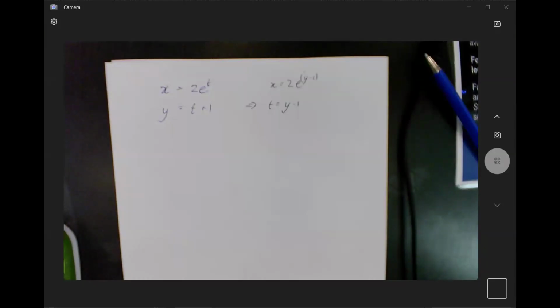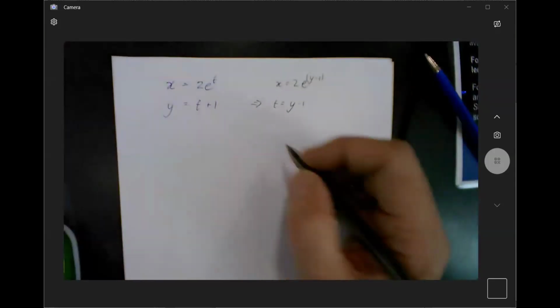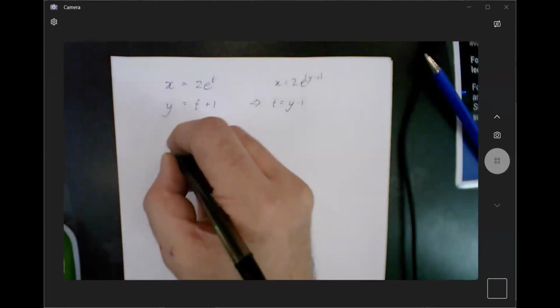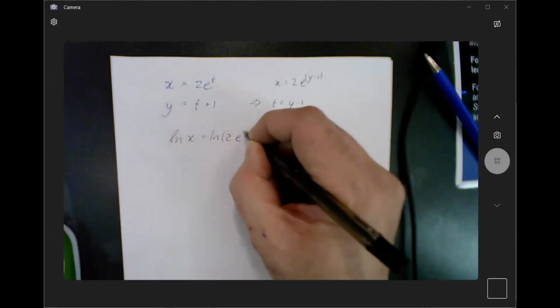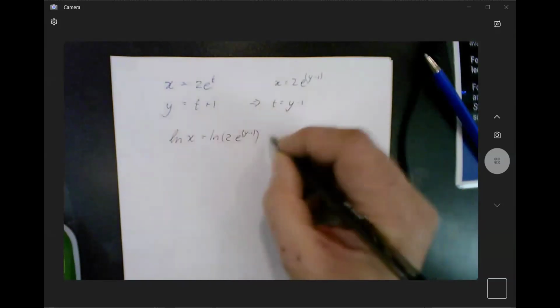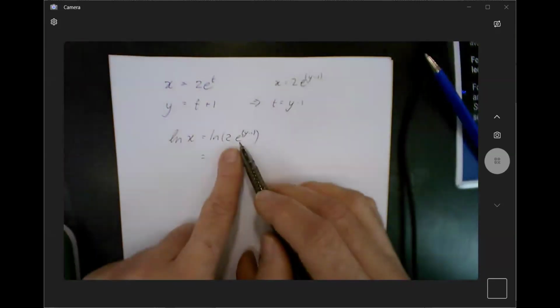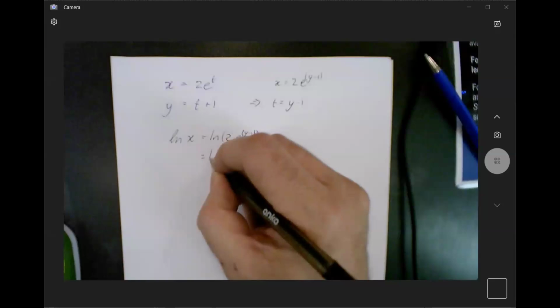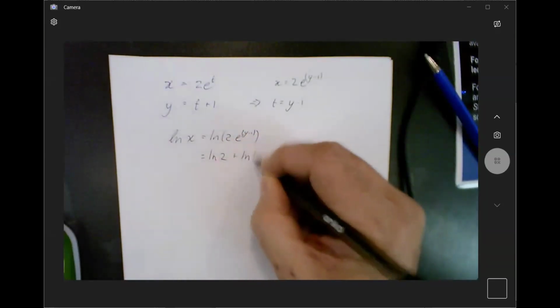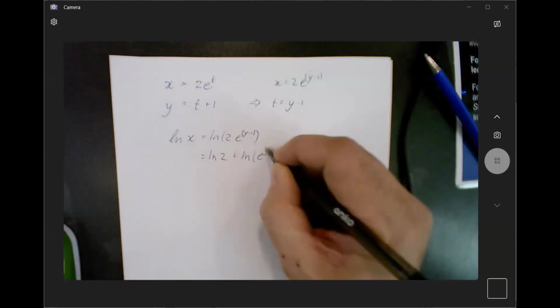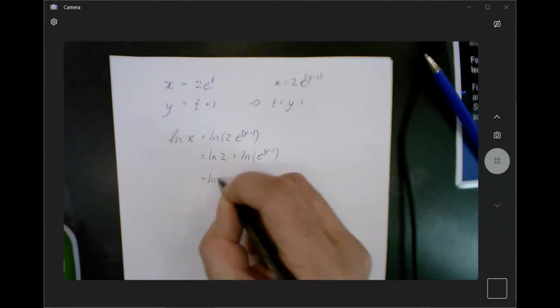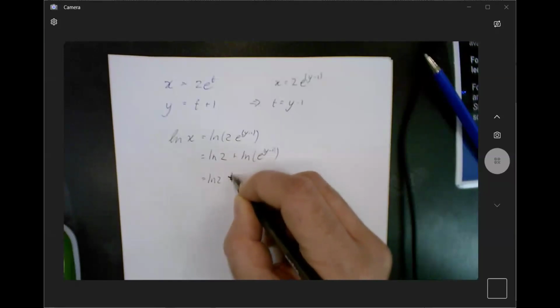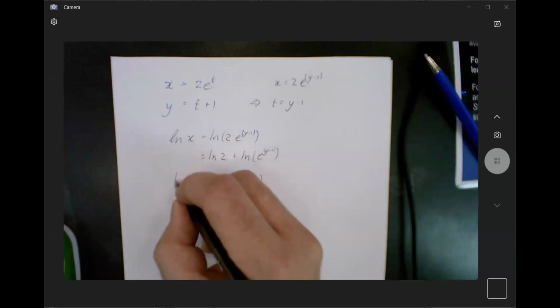Now, that's kind of the wrong way around for the way we like our functions, all right? I don't really like it that way. Just feels wrong. So what I could do is go, well, ln of x is equal to ln of 2e to the y minus 1. So I've got a product in here, all right? And so I can write this as ln of 2 plus ln of e to the y minus 1. The ln and the e are now going to cancel each other out. So I've got ln of x is equal to ln of 2 plus y minus 1.